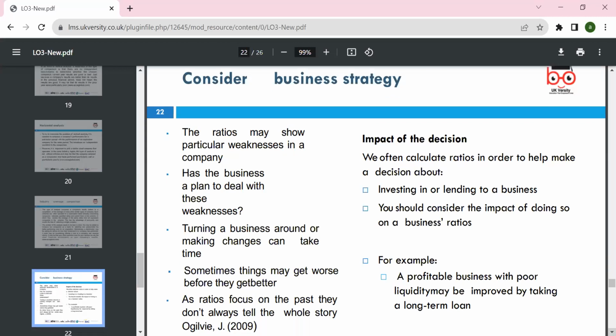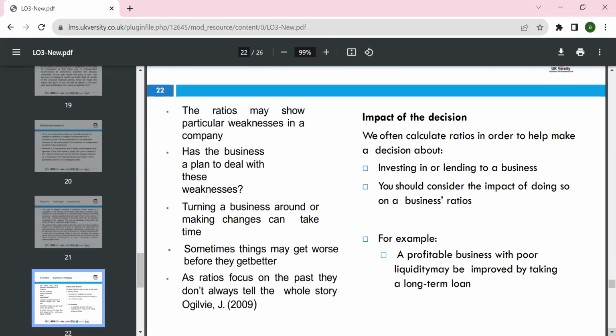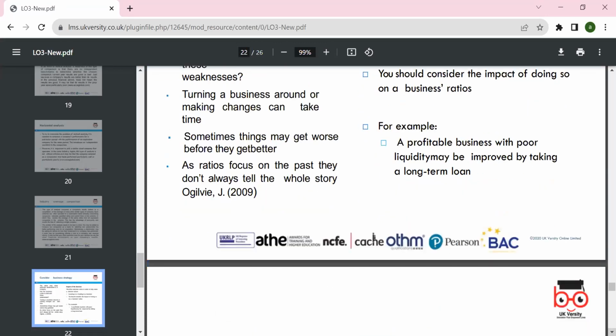The ratios focus on the past, they don't analyze and tell the whole story, so we need to look at the impacts. They help to make decisions. Investing and lending in the business should consider the impact of the ratios. A profitable business with poor liquidity may be improved by taking a long-term loan. So you can make different decisions.